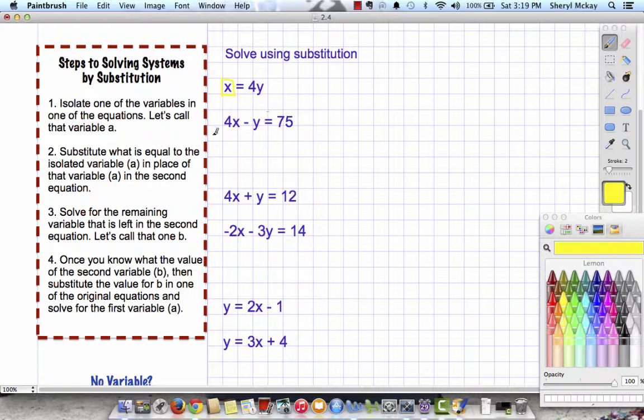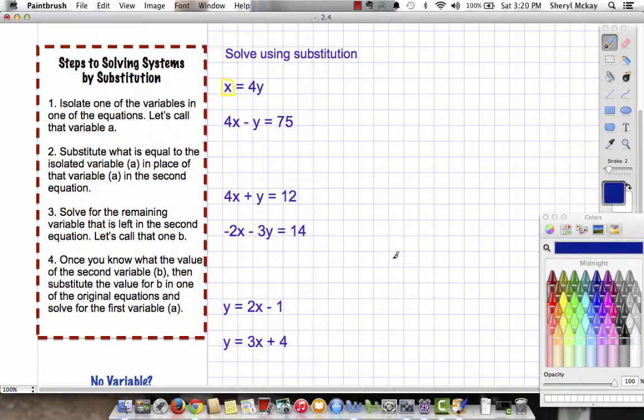In the second equation, 4x minus y equals 75, x isn't by itself. It's still got a 4 in front of it. It's got a y on one side. It's not isolated at all. But this first equation, x equals 4y, clean, nice and easy. x equals 4y. It's already been isolated. So let's move on. We're going to say that this is our variable a. x is our first variable. And that means y must be our second variable, and we'll call that variable b.